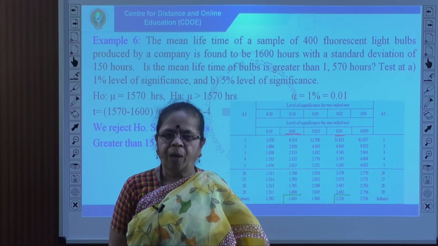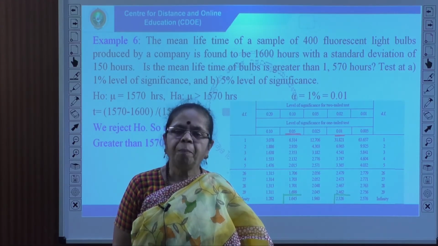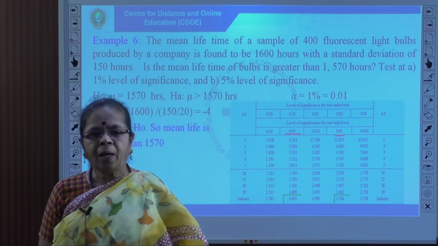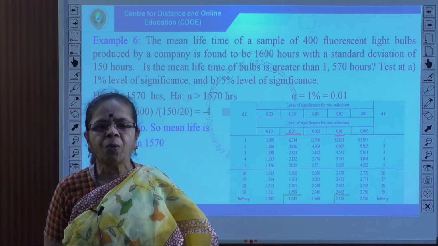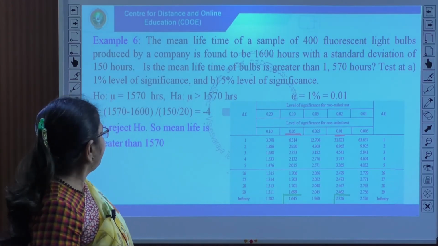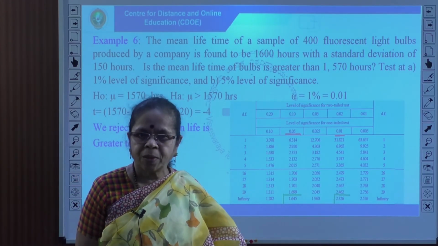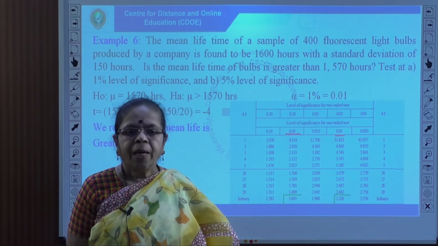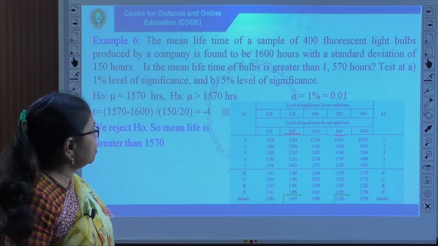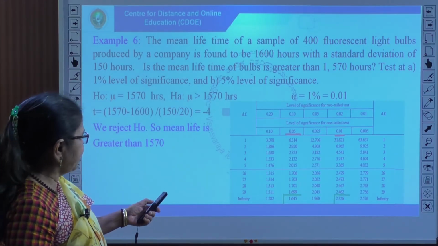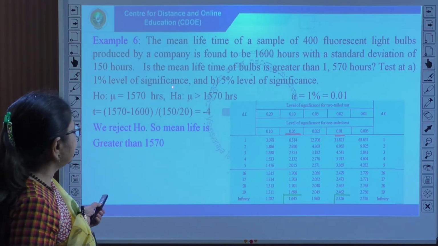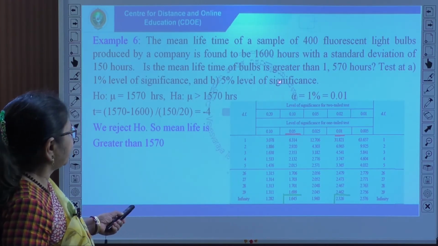So, we will see one more example. The mean lifetime of a sample of 400 fluorescent light bulbs produced by a company is found to be 1600 hours with a standard deviation of 150 hours. Is the mean lifetime of the bulbs greater than 1570 hours? Test at a level of 1% significance and 5% significance.